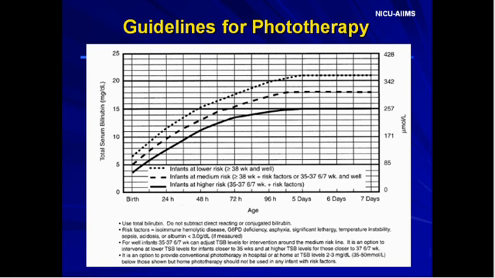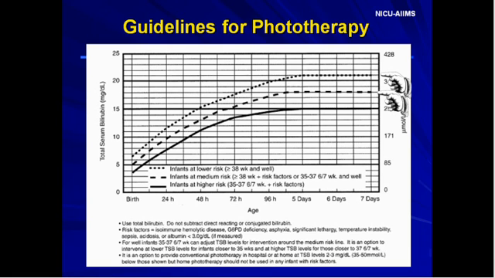For term babies and babies born after 35 weeks of gestation, the American Academy of Pediatrics guidelines can be followed. There are three lines in this chart. The upper line is for the healthy babies born after 38 weeks of gestation. The middle line is for the healthy babies born between 35 and 37 completed weeks of gestation, and also followed for the sick babies and babies with risk factors born after 38 weeks of gestation.